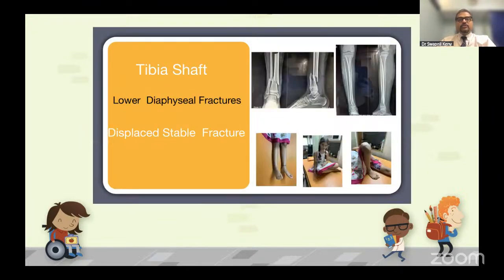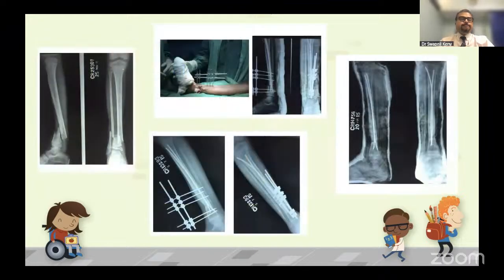Now, what about tibial shaft fractures, lower diaphyseal, completely displaced fractures? Again, trying to use the principle of elastic nailing. If you see the X-ray there, my spindle is crossing the fracture site. Now, obviously, in this case, I cannot have the center of my spindle crossing the fracture site, but a part of my spindle is in the fracture site. The fracture is healed, and you can see complete range of motion and complete restoration of function, length, and rotation.